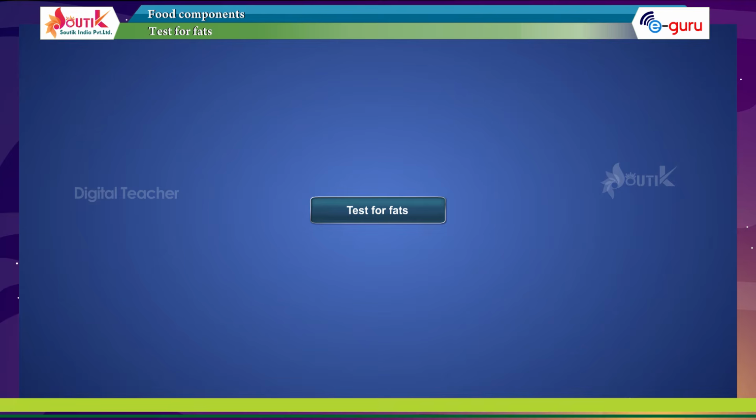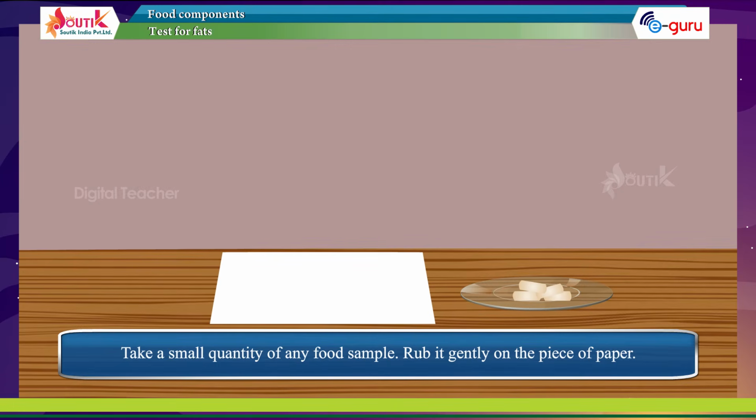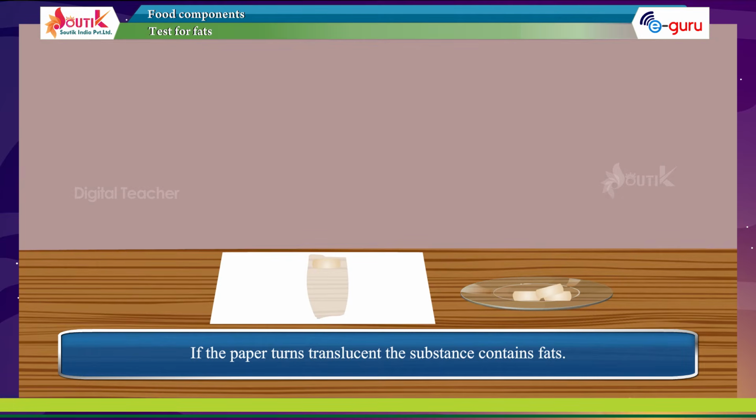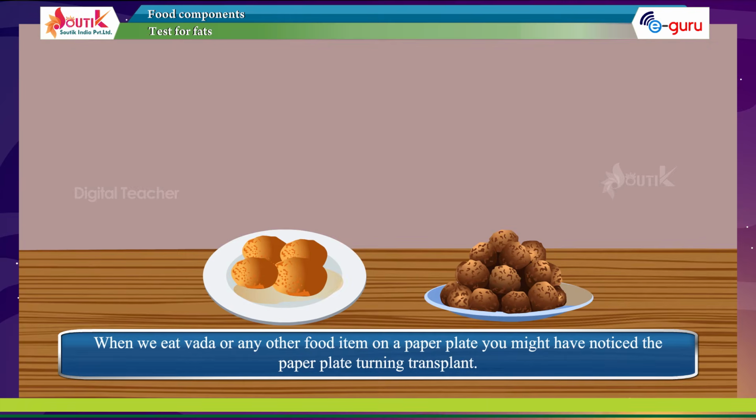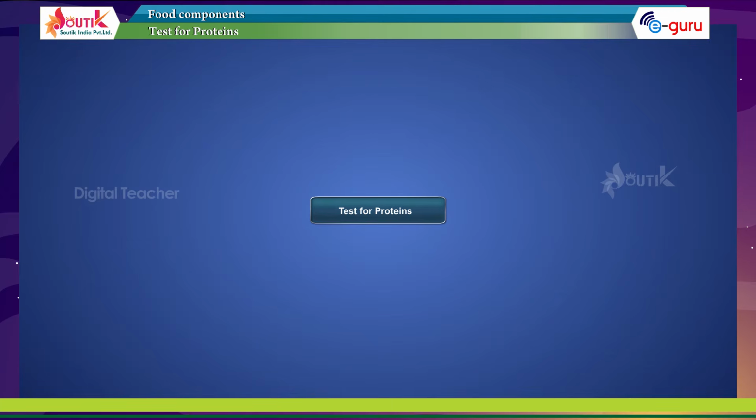Test for fats. Take a small quantity of any food sample. Rub it gently on the piece of paper. If the paper turns translucent, the substance contains fats. When we eat vada or any other food item on a paper plate, you might have noticed the paper plate turning translucent.